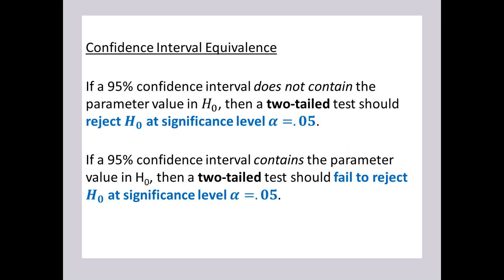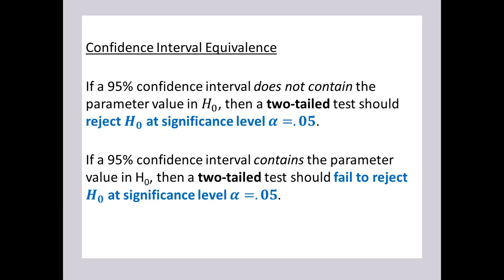Think about it this way. The confidence interval is supposed to provide you with a range of plausible values for the parameter. If the value that's in the null hypothesis is outside the confidence interval, then it's not a plausible value, so you should reject it. If that value is inside the confidence interval, then it is a plausible value, so then you don't want to reject it. That's essentially what this says. It's just a little more specific with the confidence level and alpha being specified.